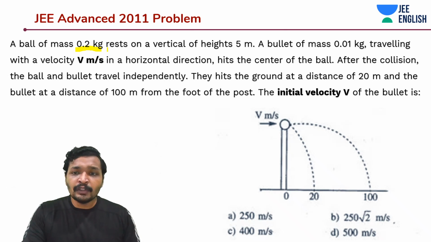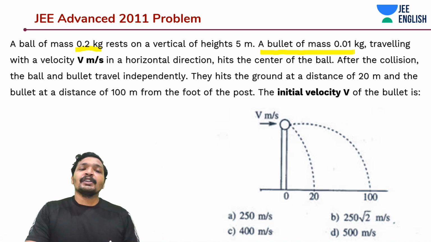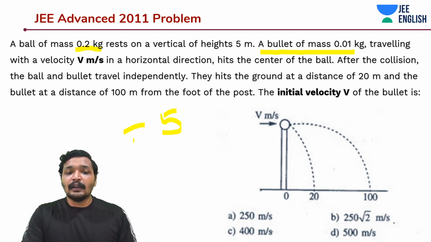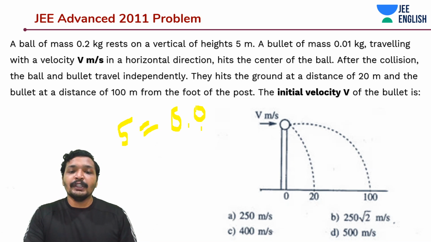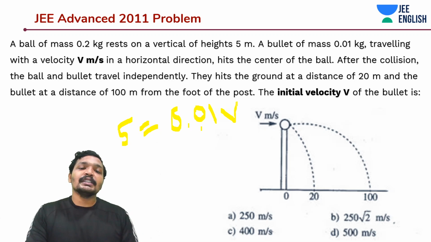The initial velocity of the ball after collision is 20 meters per second. The initial velocity of the bullet after collision is 100 meters per second. 100 into 0.01 is equal to 1. So 4 plus 1 is equal to 5. We know that the final momentum is 5 and it should be conserved, which should be equal to 0.01 into v. 0.01 is the mass of the bullet. And you take the 0.01 to the other side, you would get that v is equal to 500.